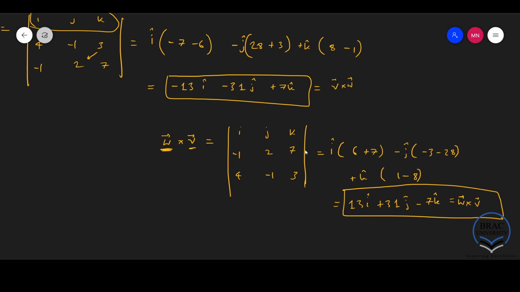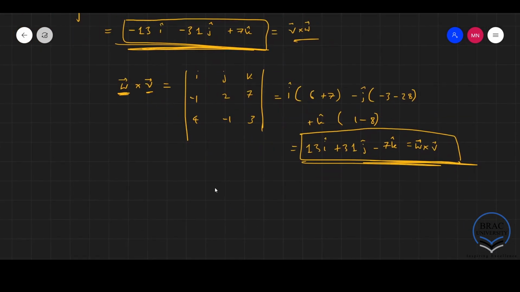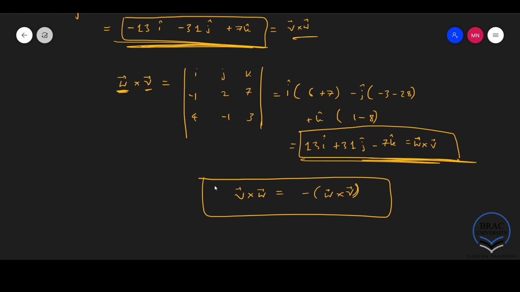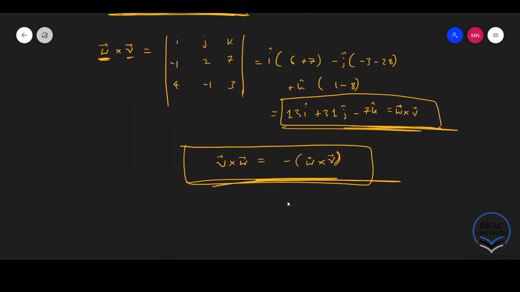Right, and as you can see, if I compare the results of V cross W with W cross V, I can see that one vector is just the negative of the other, right? I can clearly see that V cross W is just equal to minus W cross V. So we can clearly see that the cross product of two vectors is actually not commutative, right? This relationship actually holds for any two vectors that are in 3 dimensions.